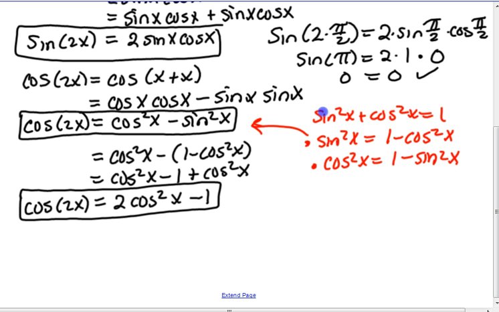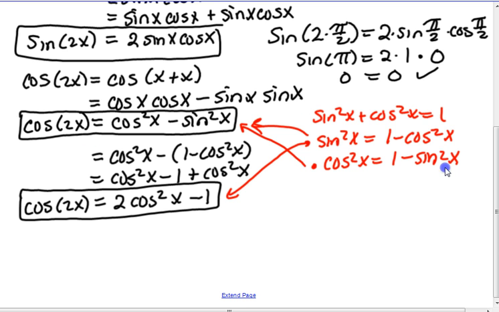Now I'm going to take the second one right here and substitute it into here. When I got this first one, I got this, and then I'm going to substitute cosine squared x is 1 minus sine squared x, and I'll get another form.